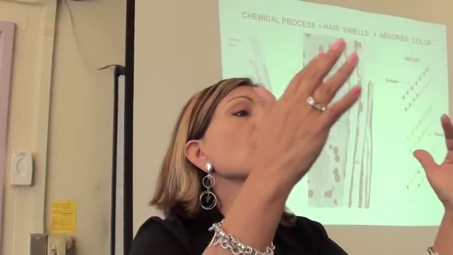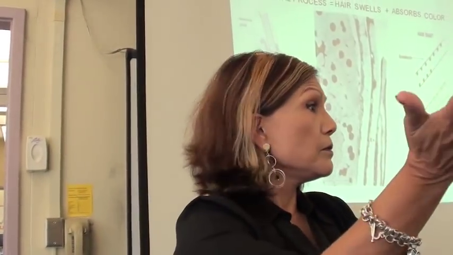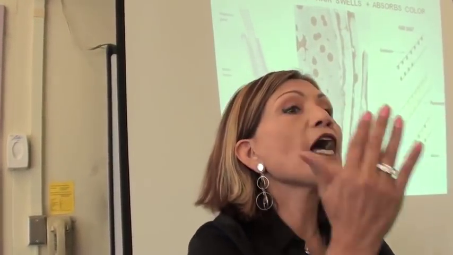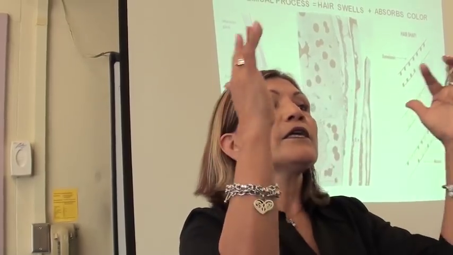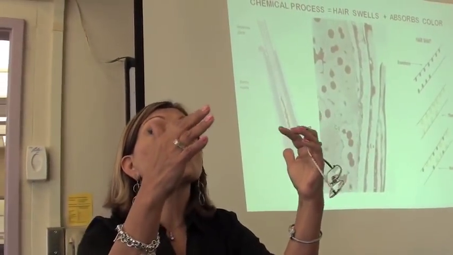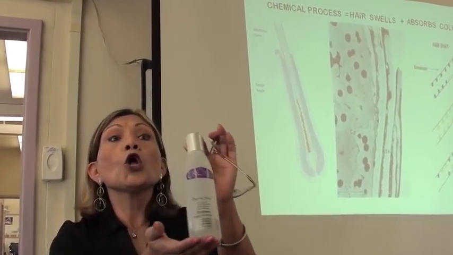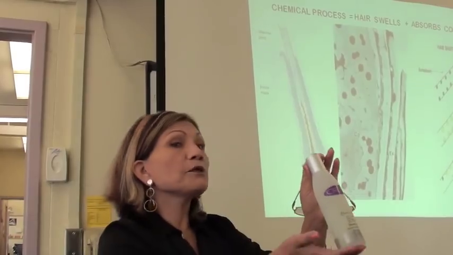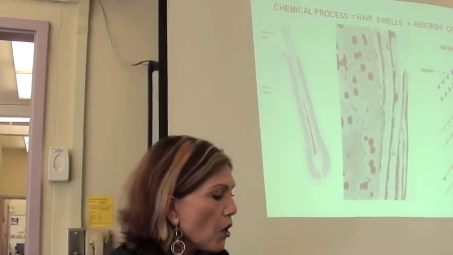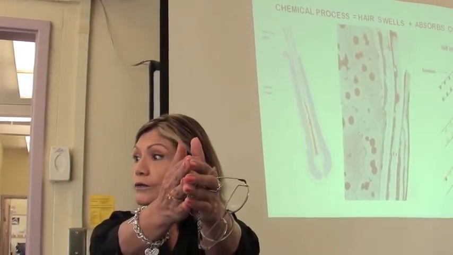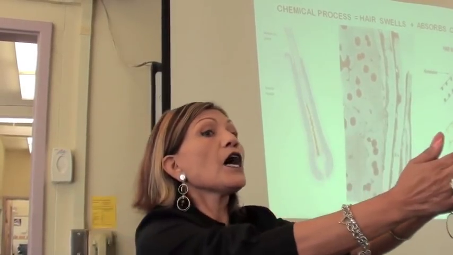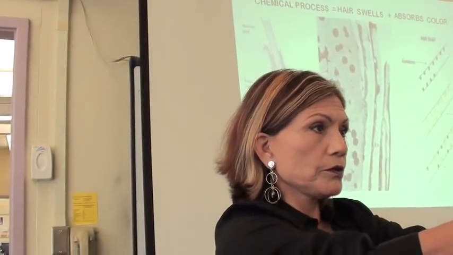But what happens if we leave the cuticle open? Everything is going to come out and all your job is going to be destroyed. So we have to keep in mind that after we open the cuticle, we have to use products with low pH, or pH balanced between 5 and 6, in order to close the cuticle. So that's our job, to find out how we are going to close the cuticles, okay?